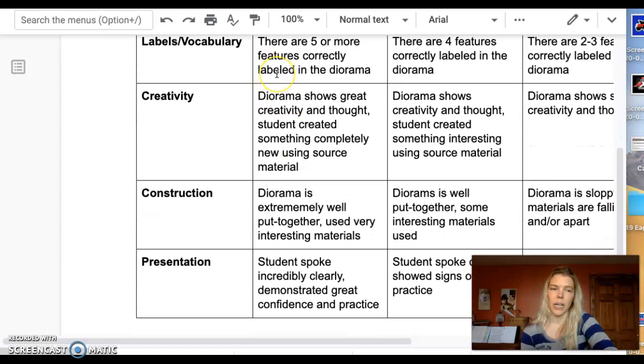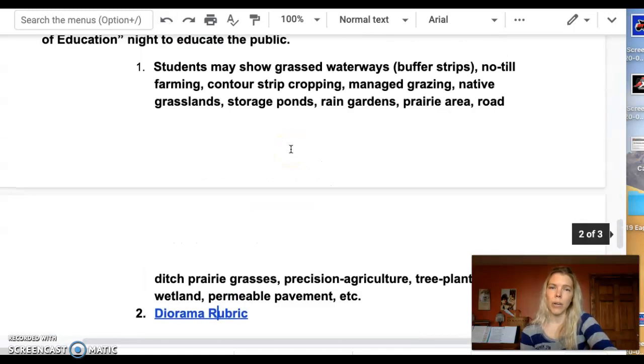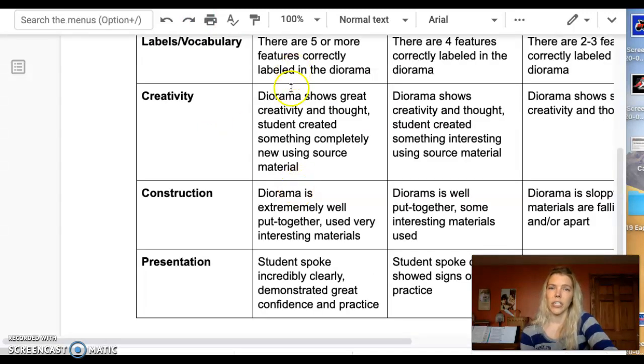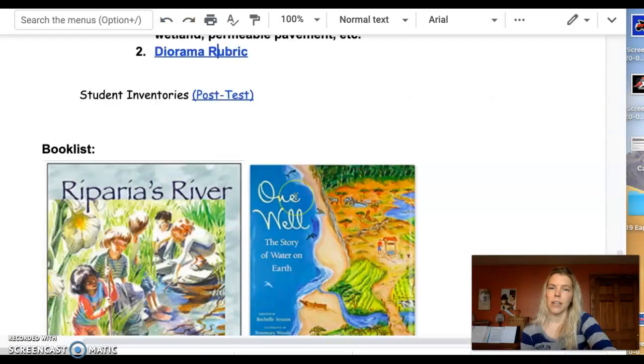Our vocabulary, our crops, maybe our prairie grasses, storage ponds, rain gardens, managed grazing, any of that stuff in there for our features. Creativity is always important, putting it together well, and then they will need to present that. And then we'll end with our post-test.